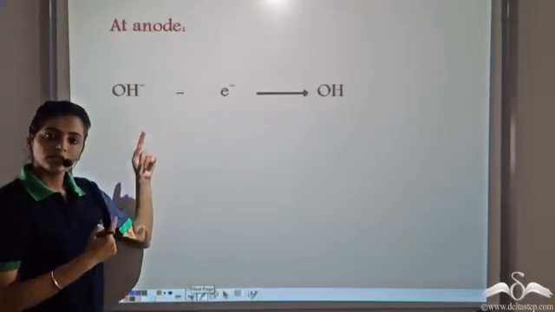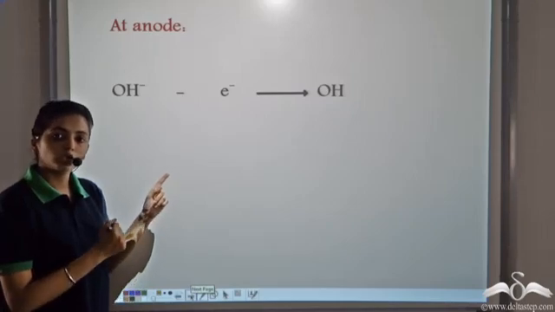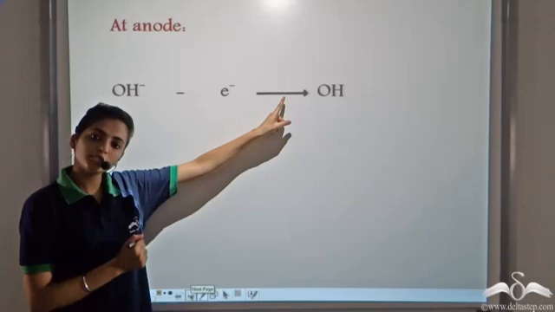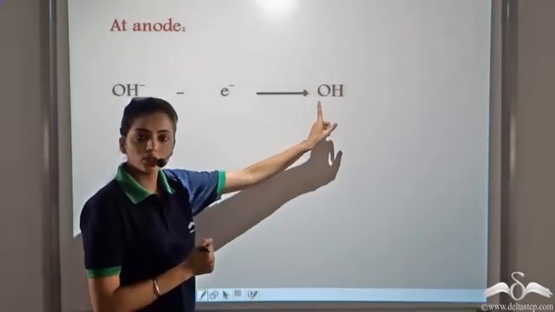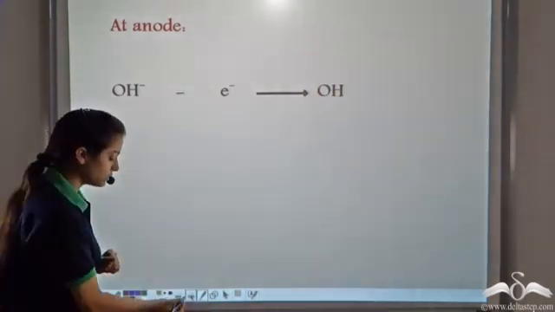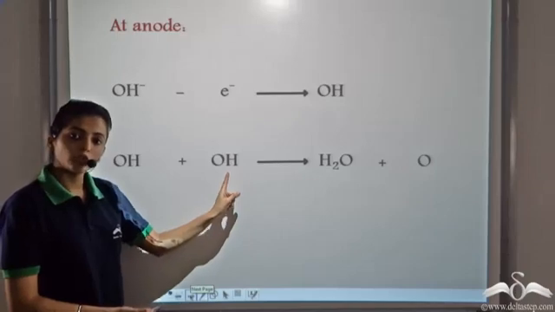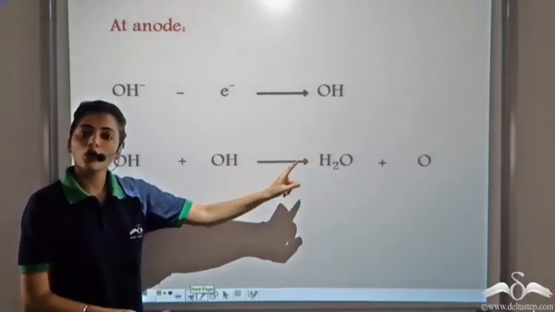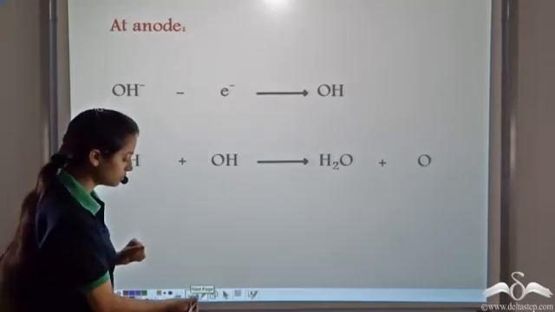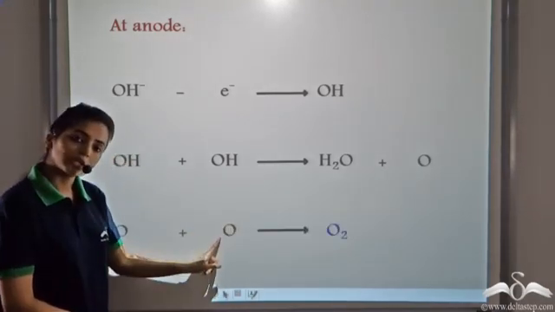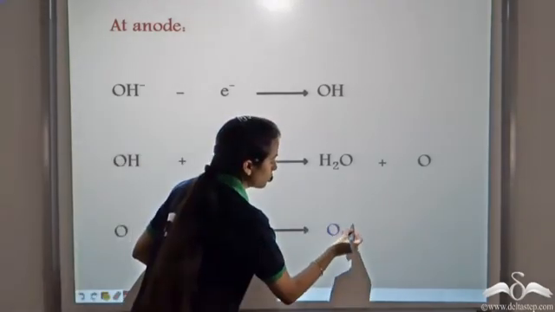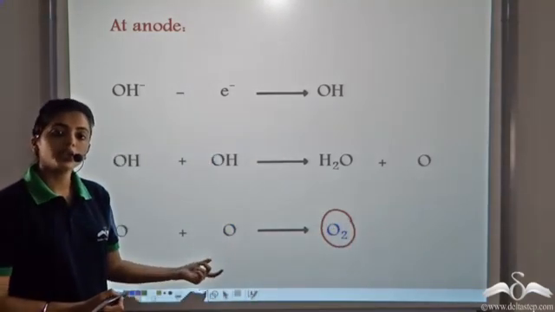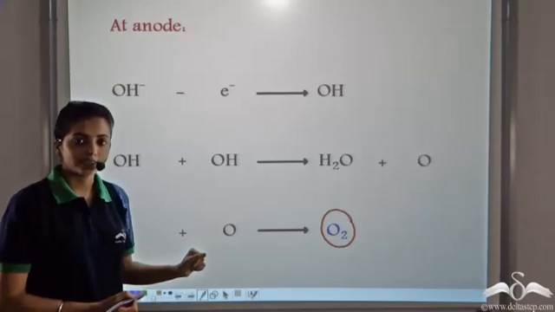So let's look at the reaction taking place at anode. OH minus is discharged at the anode. So in order to become neutral, it loses one electron. It becomes OH. This species OH is not stable. It combines with another OH to form a water molecule and oxygen atom. Now again, the oxygen atom is not stable on its own. It combines with another oxygen atom to form oxygen gas. So the product formed at anode is oxygen gas.